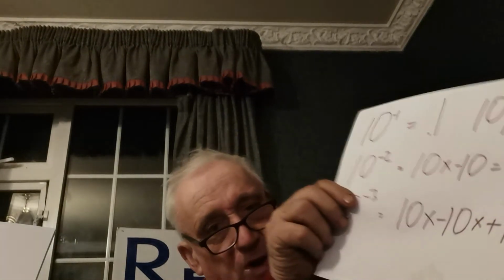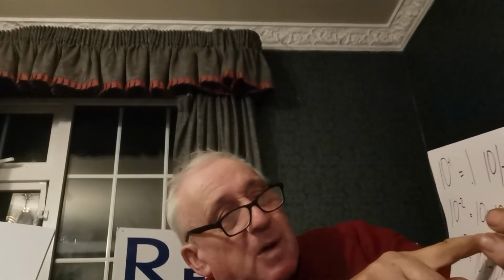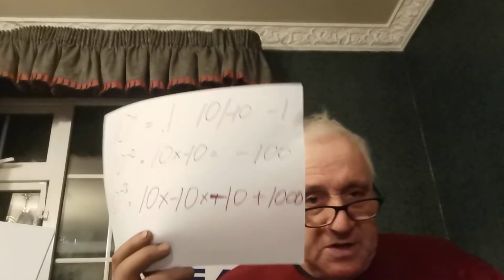minus for the squared, it'd be 10 minus 10 is minus 100, and for the 1,000 it'd be 10 multiplied by minus 10 is minus 100, multiplied by minus 10 again, and that then would be plus. That would be plus 1,000. So look at 10 multiplied by minus 10 would be minus 100. Multiplied by minus 10 again would be plus 1,000. That's what I have there.